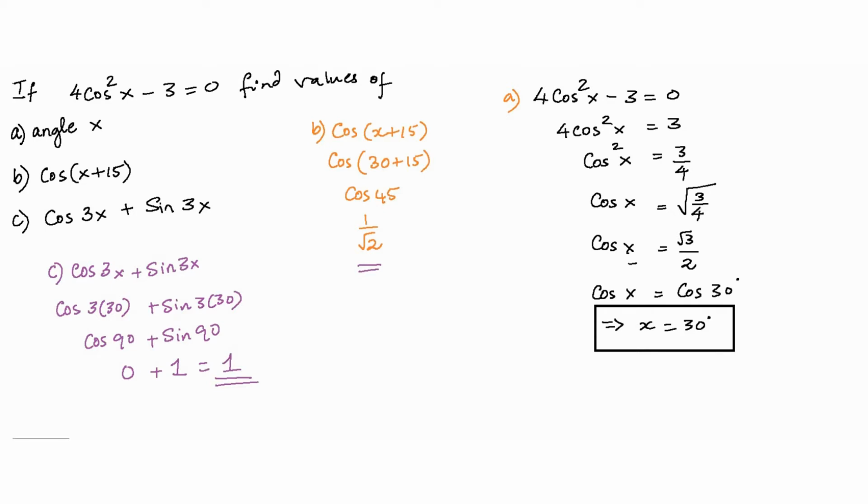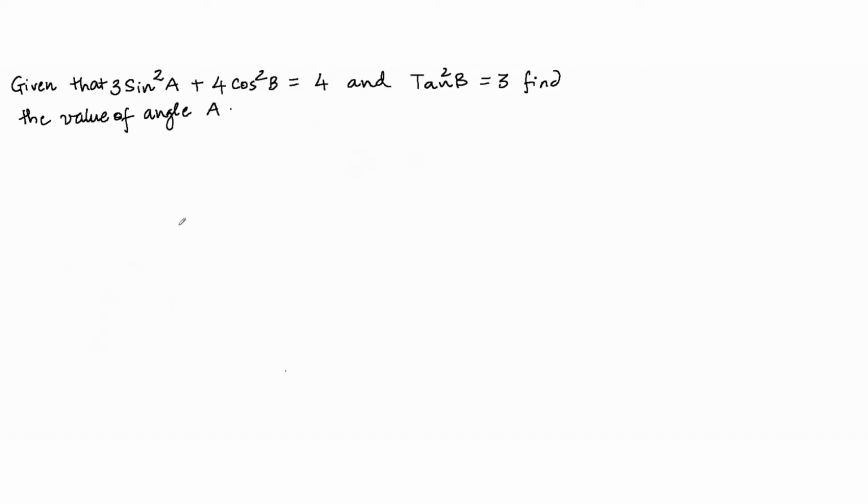Moving on to the next question. Let's solve this particular question. Given that 3 sine square A plus 4 cos square B is equal to 4. So A and B are two different angles, if you notice here. And it's given that tan square B is equal to 3. Find the value of angle A.